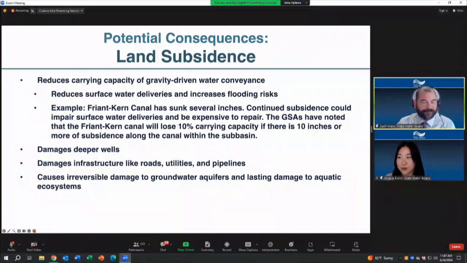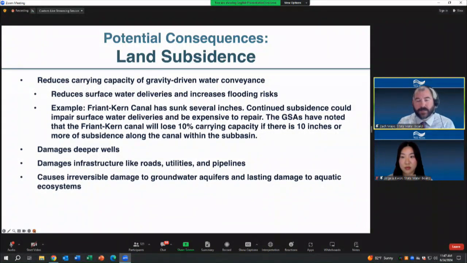Thank you, Angela. As discussed, subsidence is the sinking of the land surface due to declining groundwater levels. Like the lowering of groundwater levels, subsidence can also have potential consequences. Subsidence can reduce the carrying capacity of gravity-driven water conveyance. This means that surface water deliveries, rivers, and canals carry less water and therefore increase the risk of flooding.